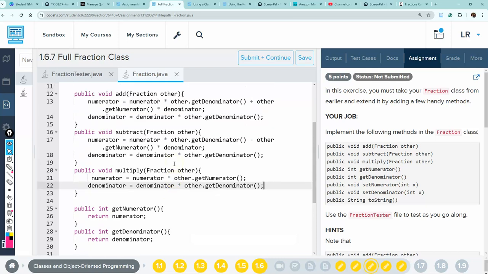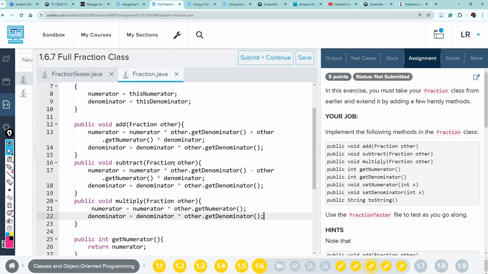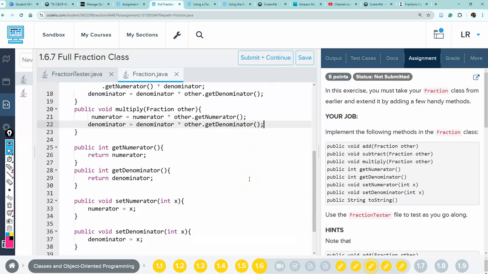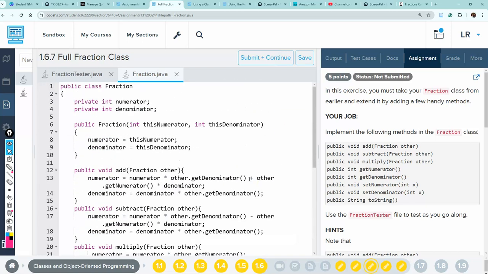Okay, then this last one, where's the divide one? Oh, I didn't copy the divide one. Oh, we don't have to do divide. We just did add, subtract, and multiply. Yay! Okay, I think that's all I needed to put in here.